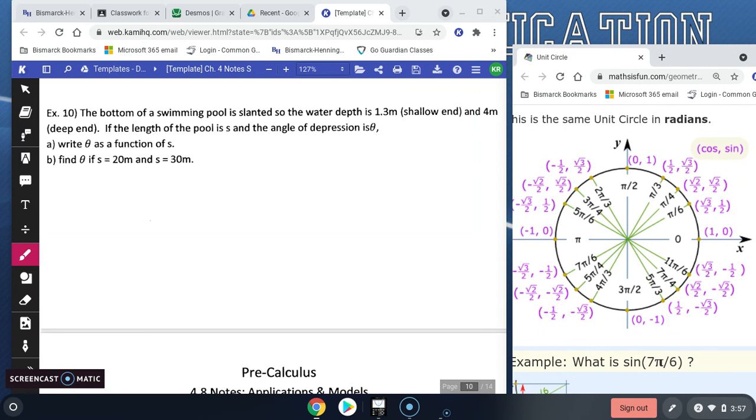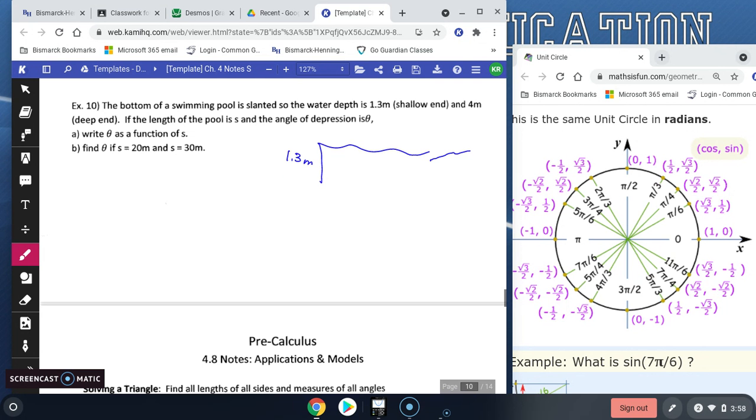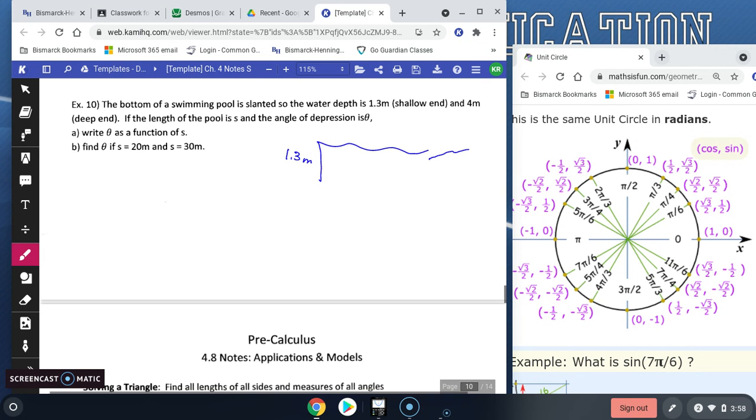To start with, let's sketch and see what we have. The bottom of a swimming pool is slanted, so the water depth is 1.3 meters in the shallow end. Right here, 1.3 meters. So here's our pool. And then here is the deep end. There's my water, water all the way down, top of the water, 4 meters down.